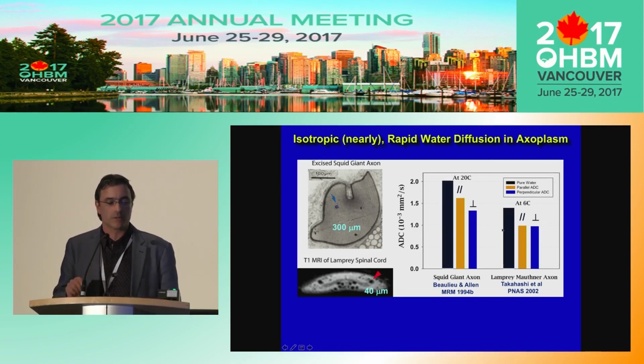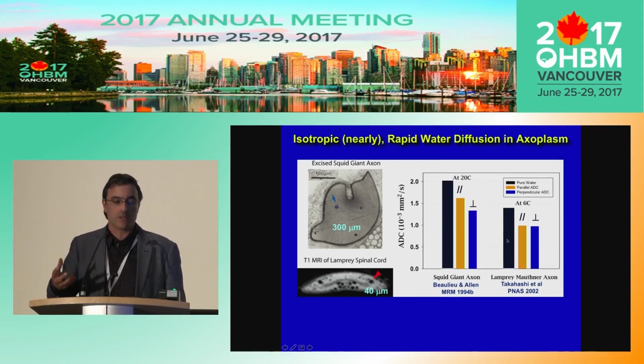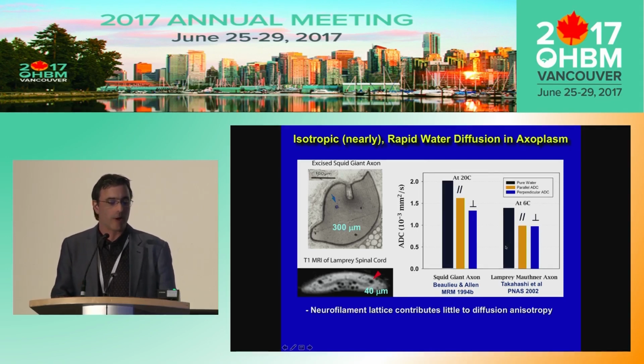The other interesting thing that we saw from these two studies was that these were done at different temperatures, and if you look at these black bars, which is the diffusion coefficient of pure water, you can see that the diffusion coefficients within the axon itself is very close, or about 80% of the diffusion coefficient in pure water. And that's true at both temperatures. Okay? So that means that the water diffusion in axoplasm is very rapid.